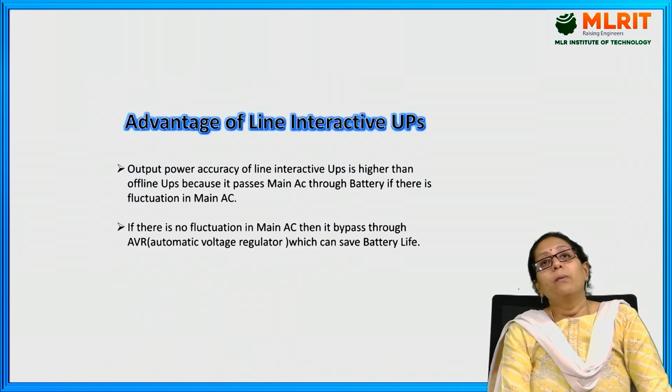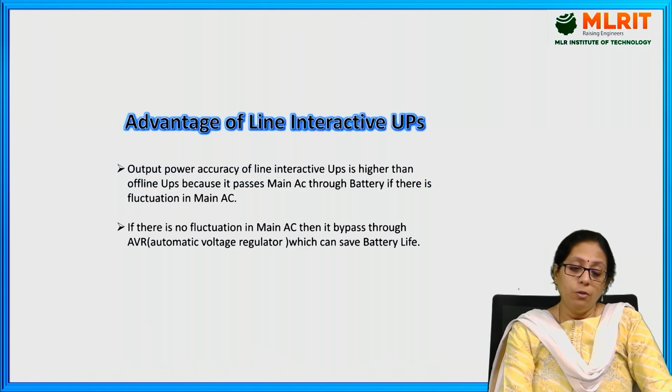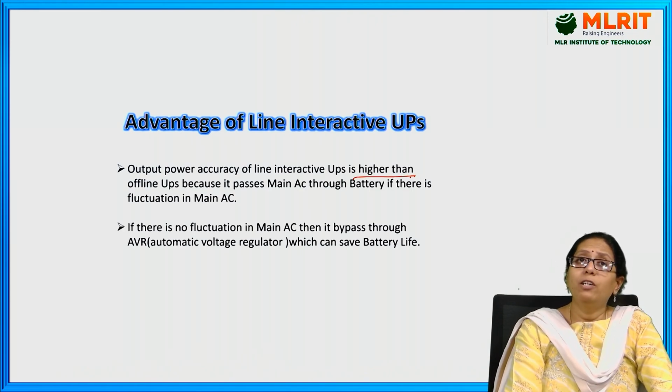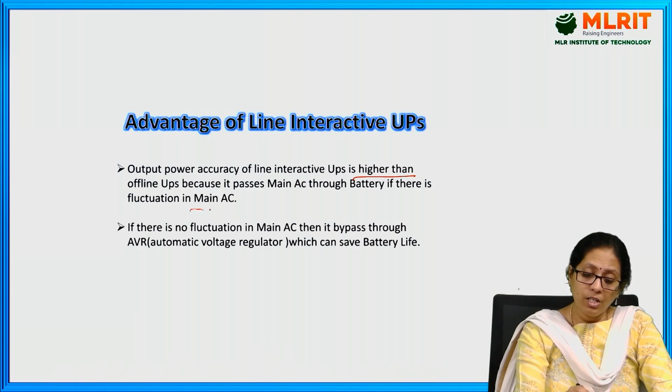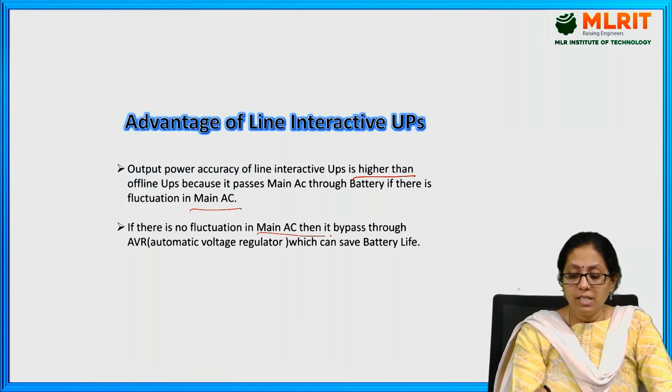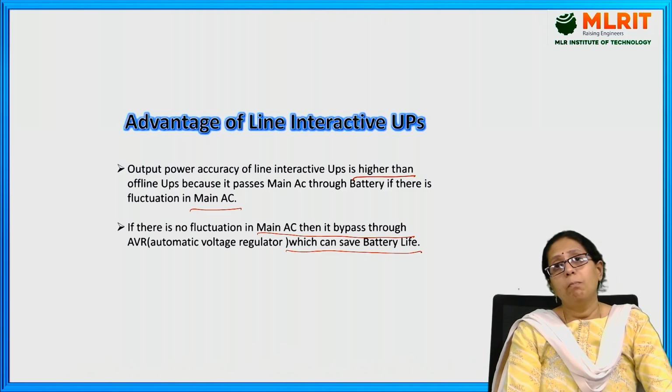What are the advantages of line interactive UPS? The output power accuracy of the line interactive UPS is higher when compared to the offline, because it passes the main AC through the battery if there is fluctuation in the AC. If there is no fluctuation in the main AC, then it bypasses through the AVR, which can save the battery life.